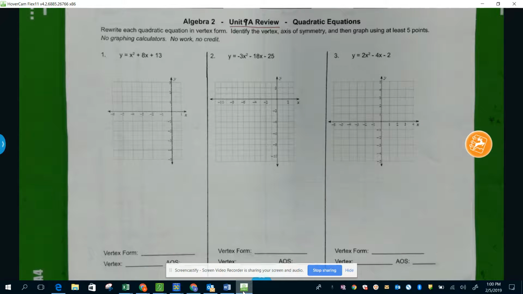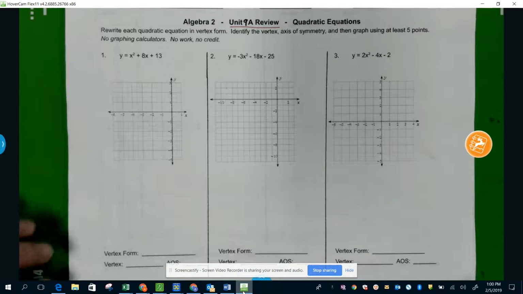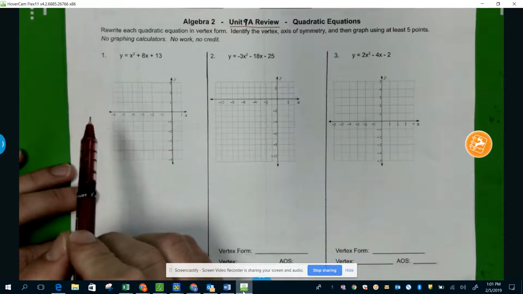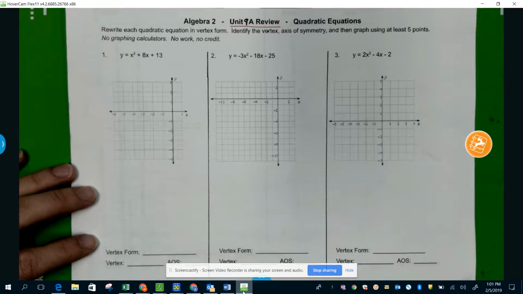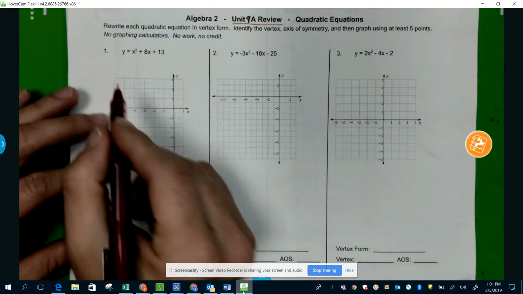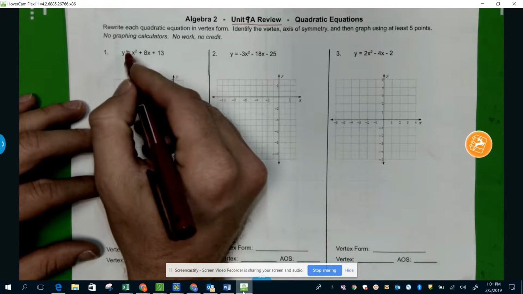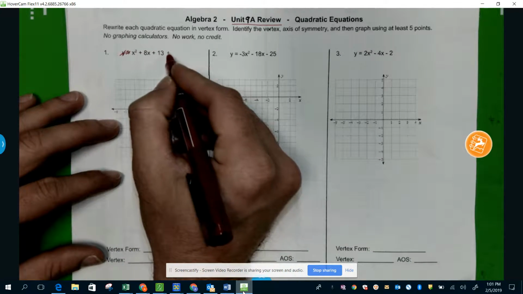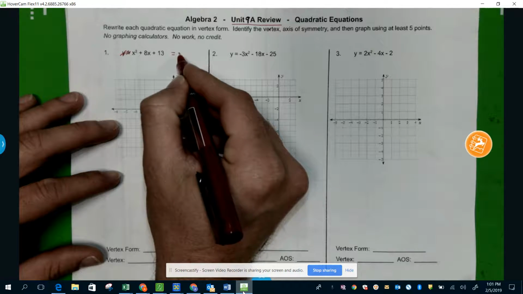All right, in this video we're looking at our 9A test review. We are going to be graphing quadratics, going from standard form and rewriting in Vertex form, and then identifying these attributes as well as graphing it. So I showed you guys a couple different ways in class how to rewrite these using standard to Vertex form. So I'm going to show you both ways here.